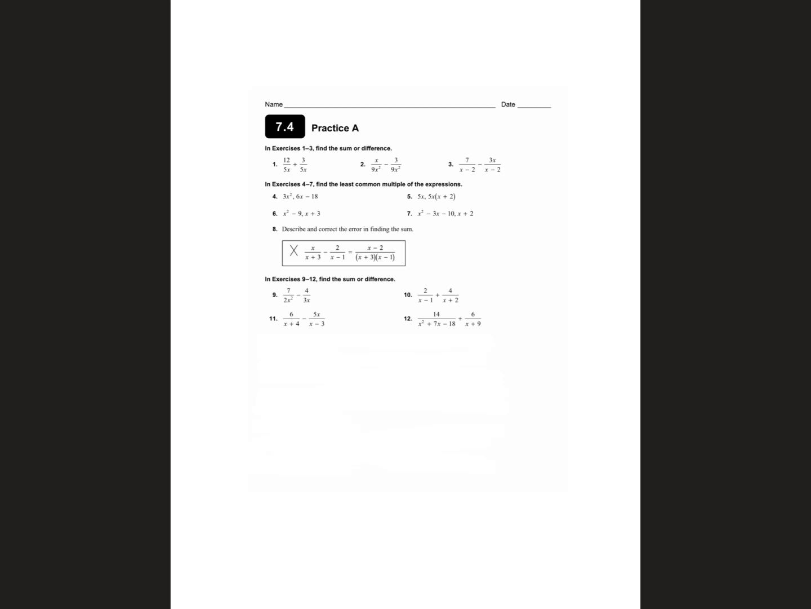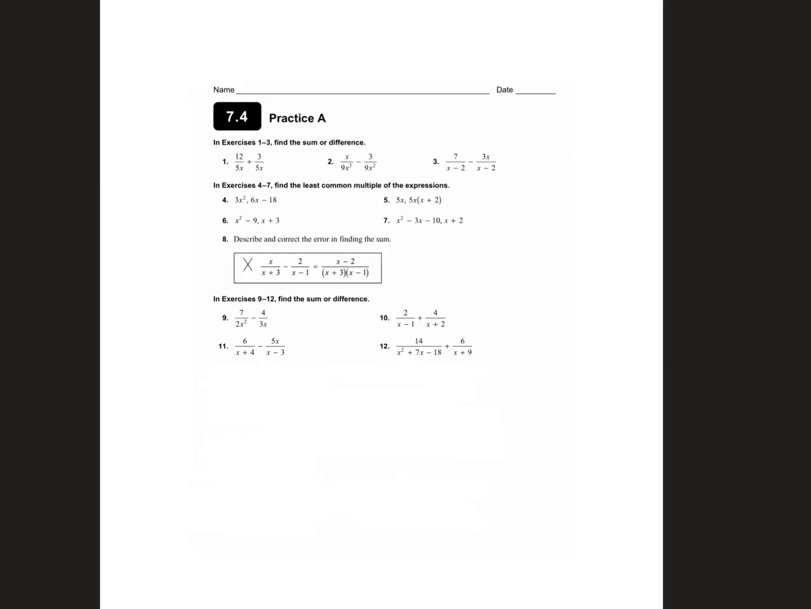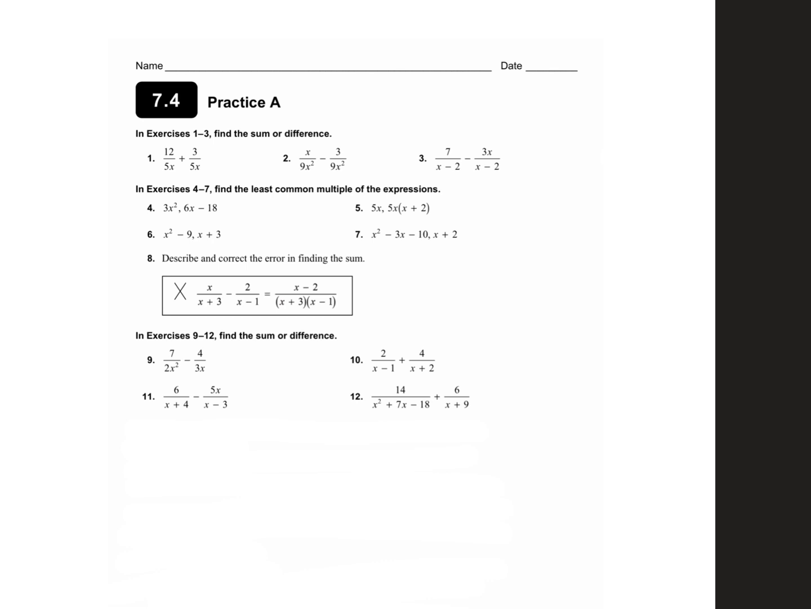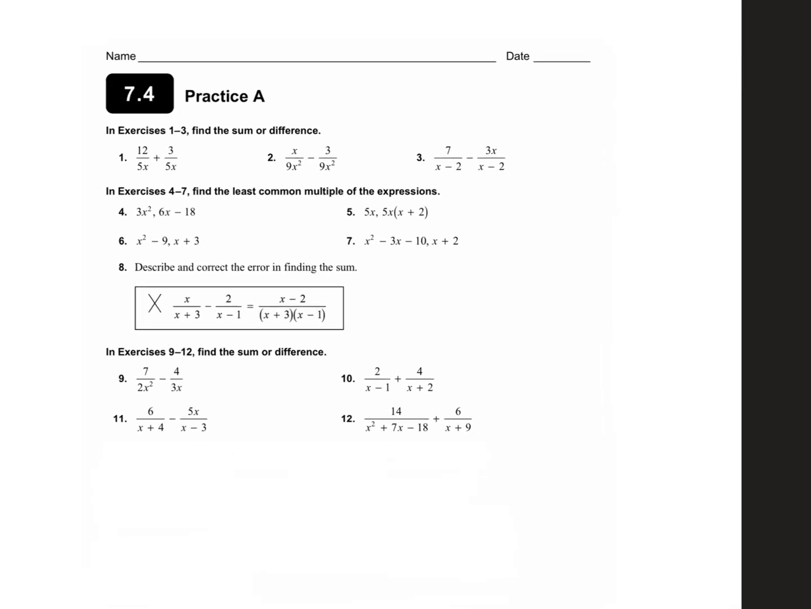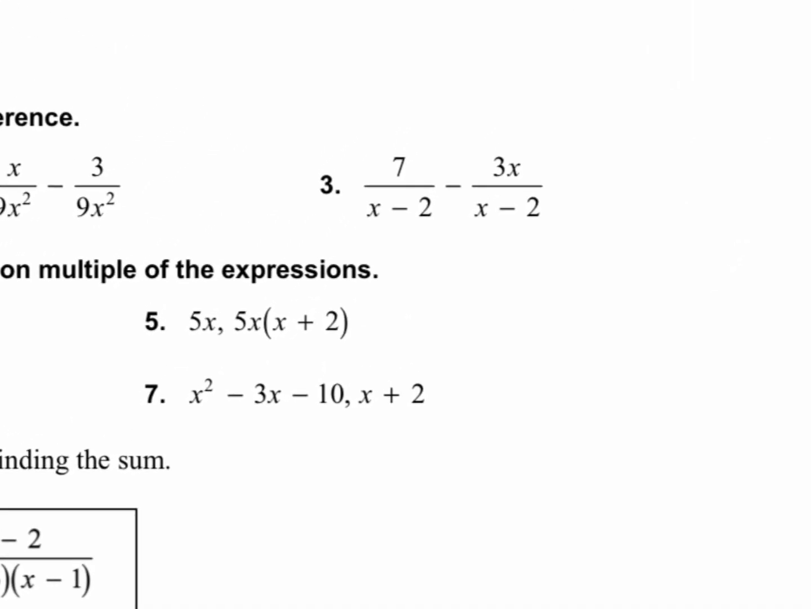So I'm going to do one from every question, just to refresh our memories, and then I'll give you guys time to work on it on your own. Starting with the first section, we have to find the sum or difference. These are when we have a common denominator already. So how do I add or subtract fractions when I have a common denominator?